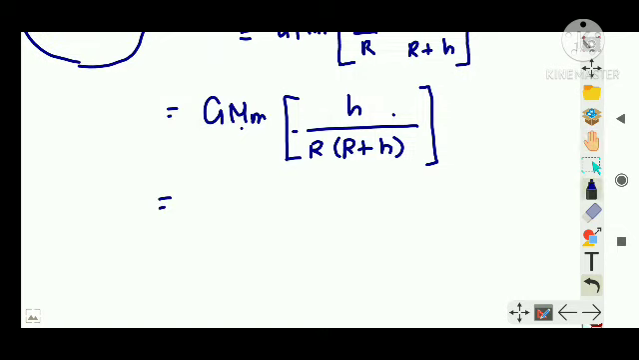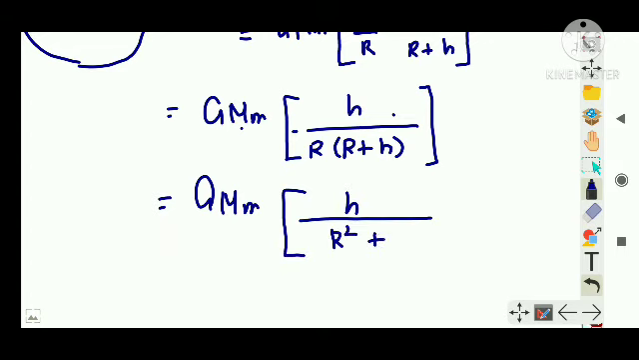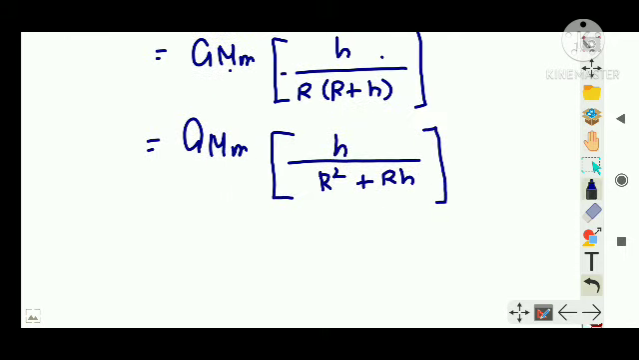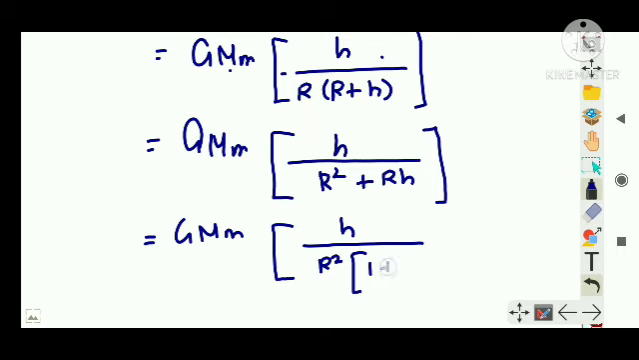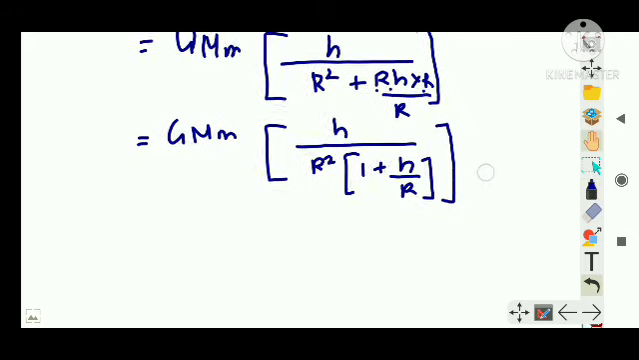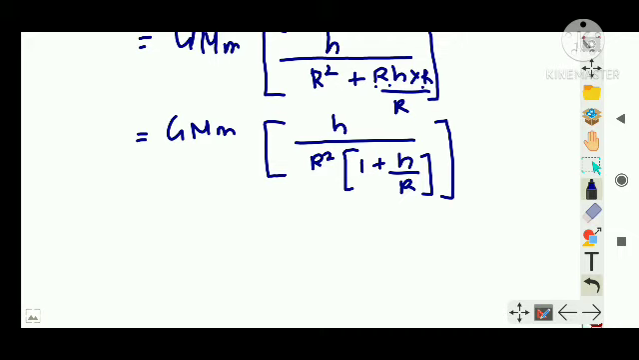That is equal to GMm h divided by (r squared plus rh). Let me bring r squared common from outside: GMm, h divided by r squared, then it will be 1. If I want r squared here, I have to multiply the numerator by r and the denominator by r. So when I bring r squared outside, there will be h by r. Clear?